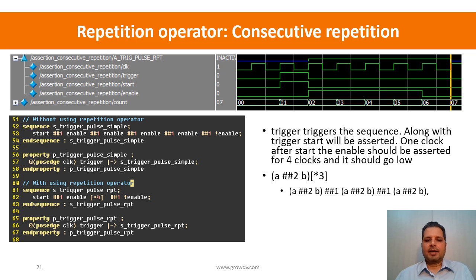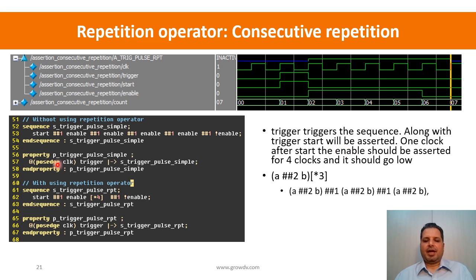Okay, we'll take a look at an example for the repetition operator. So let's start with the requirement. The requirement is that we have a trigger signal that triggers the sequence, and along with the trigger we have another signal called start that gets asserted, and 1 clock after the start gets asserted, we want a signal called enable to get asserted and stay high for 4 consecutive clock cycles, and then it should go low. This is our requirement.